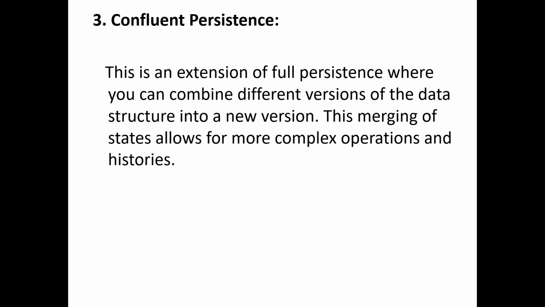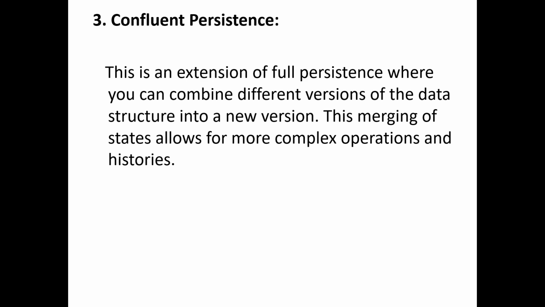Now, confluent persistence. This is not the main type, but it is a type of persistence. It is an extension of full persistence where you can combine different versions of the data structure into a new version. This merging of states allows for more complex operations and history. Simply, when any two versions can be merged, it is known as confluent persistence.